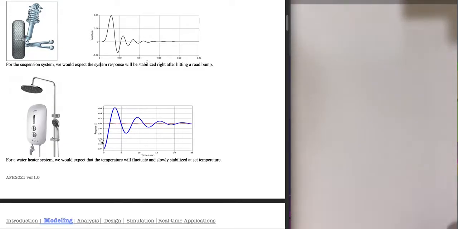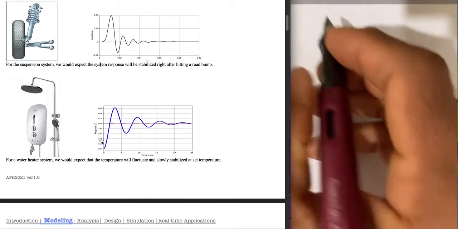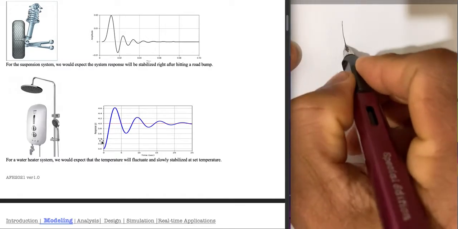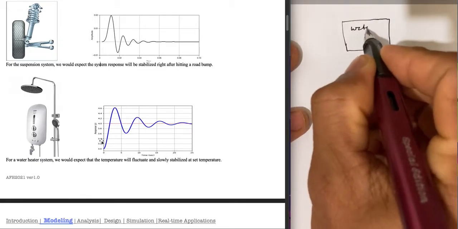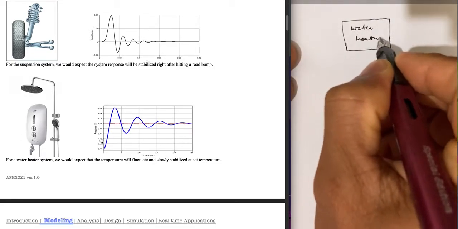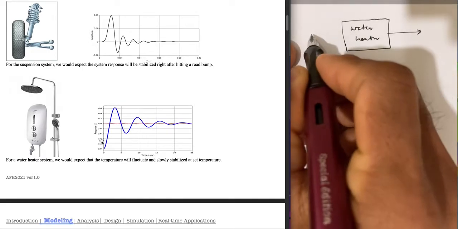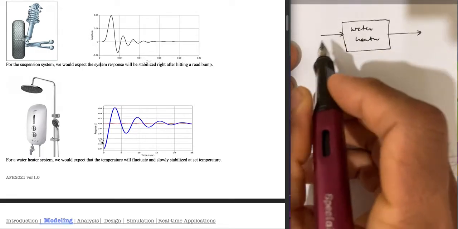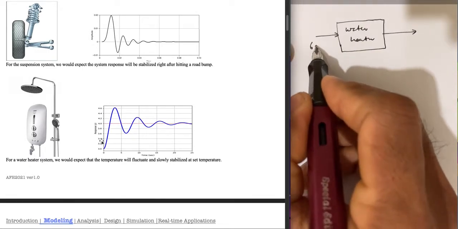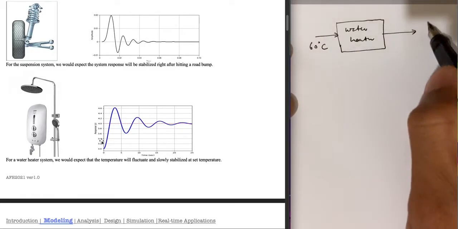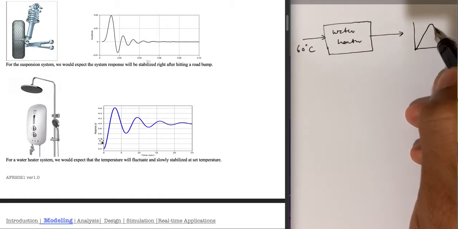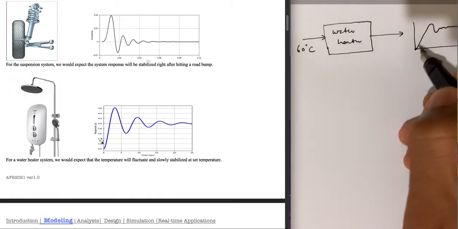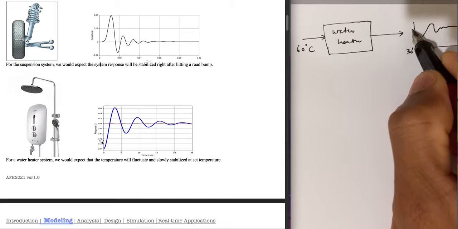So we set this to 60 degrees, and then the system will regulate and try to bring the water temperature to the desired temperature. Let's say this is the water heater system. This is the input, our set temperature, we want 60 degrees C, and the output does not immediately reach 60 degrees, but takes some time to reach 60 degrees from 30 degrees.